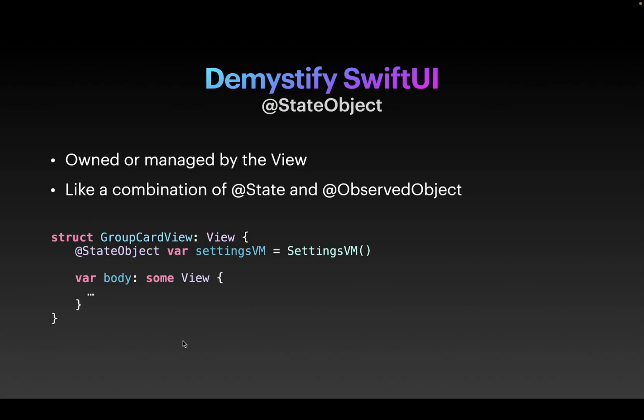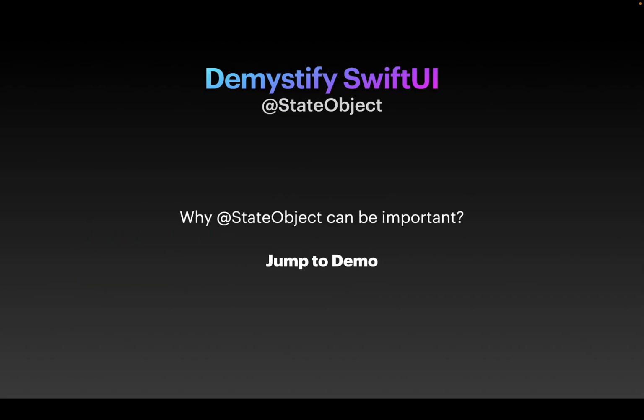But the difference from the observed object is that when you use the @state object, usually you want to initialize this thing right inside this view, instead of passing that kind of data from the caller. That's the use case of this thing. But actually, let's see why the @state object can be really important, why we need two different things.